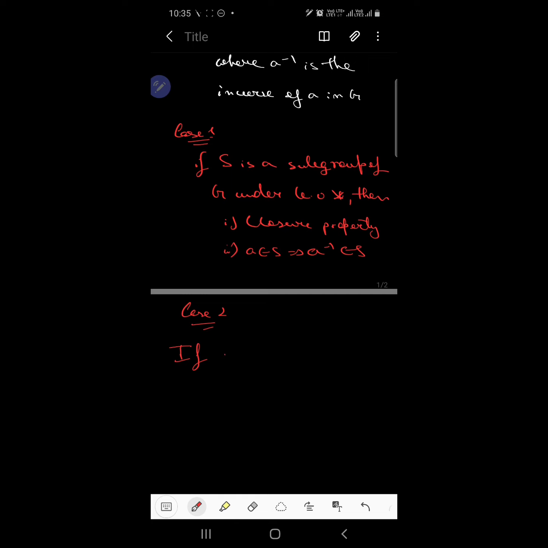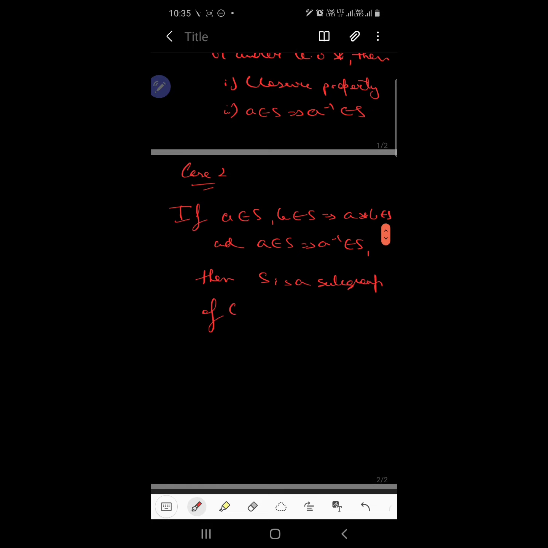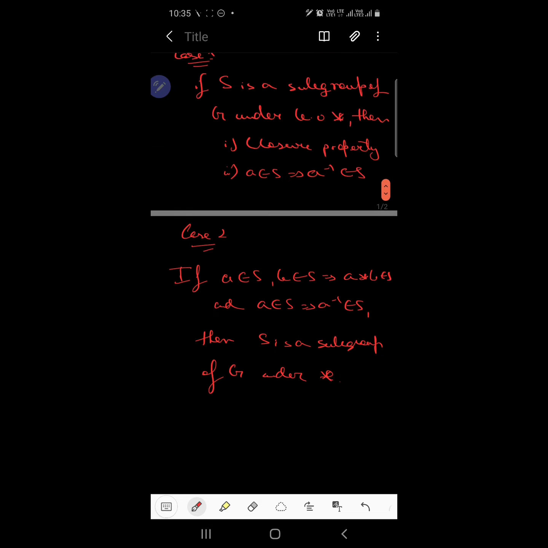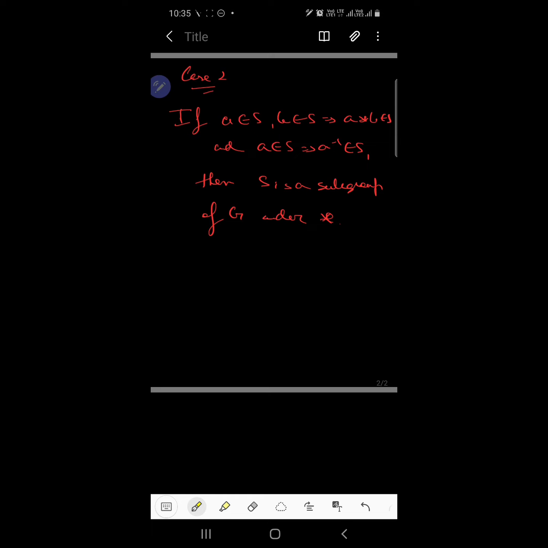if A belongs to S, B belongs to S implies A star B belongs to S, and A belongs to S implies A inverse belongs to S, then S is a subgroup of G under star. Okay, so we need to prove it from both directions. So first let us start with case 1.